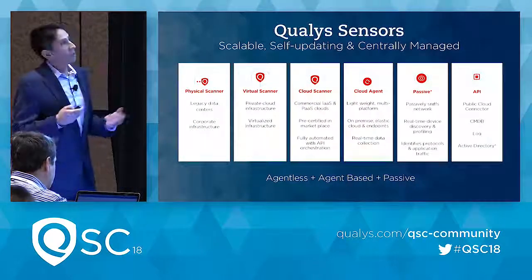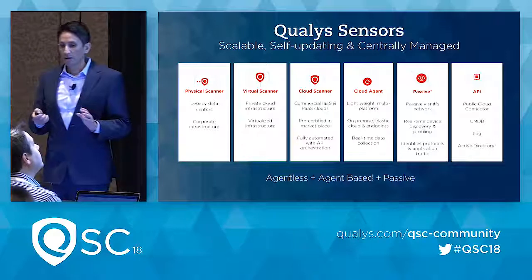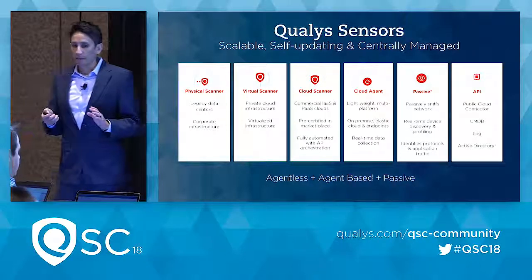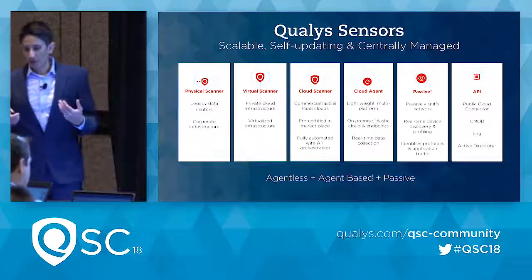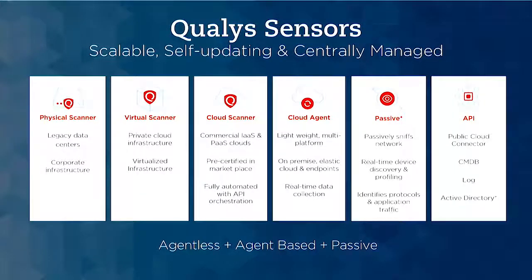So as I mentioned, everything starts with our sensors, right? So at Qualys, we have scalable, self-updating, and centrally managed sensors, which means everything gets managed from the cloud, and you can update all of these different sensors. So our scanner technology, which is active probing, comes in different form factors: physical scanner, virtual scanner, or even a certified scanner for commercial clouds. And then our lightweight cloud agent supporting multiple technologies, Linux, Windows, Mac, AIX.